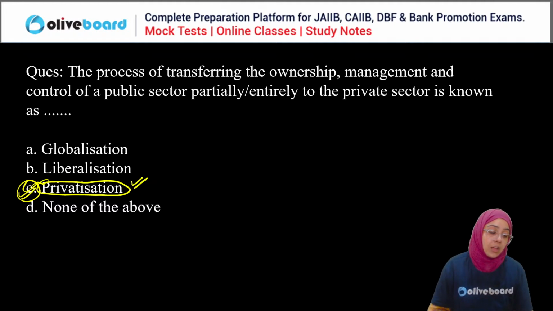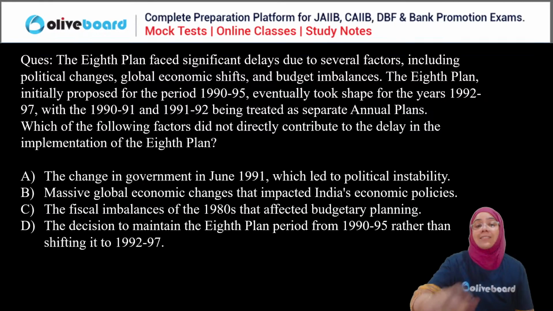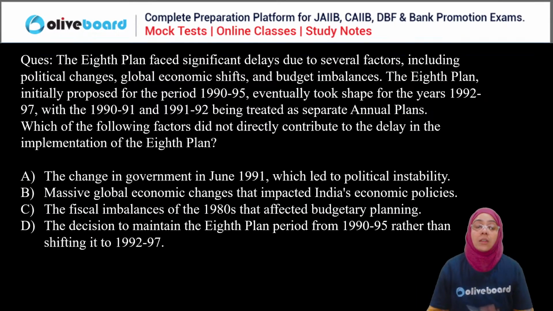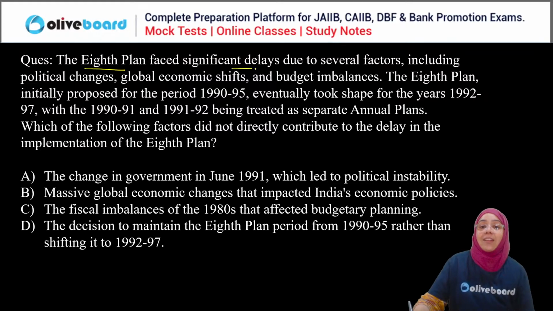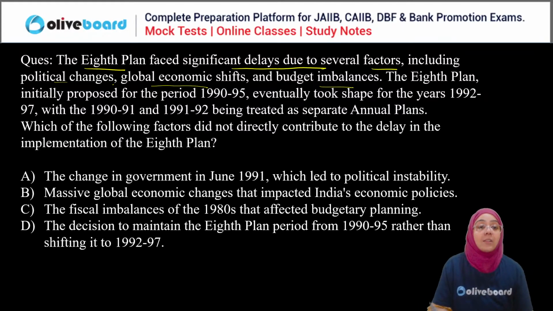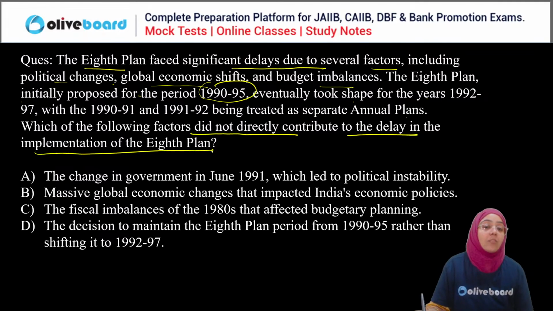Right? Okay. So, last question of the class. The eighth plan faced significant delays due to factors including political changes, global economic shifts, and budget imbalance. The eighth plan, initially proposed for a period of this, eventually took shape from the year 1992 to 1997, with 1990 to 1991 as separate annual plans, right? Which of the following does not directly contribute to the delay in the implementation of the eighth plan?